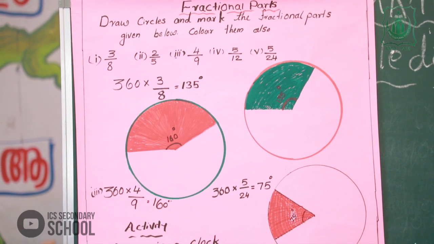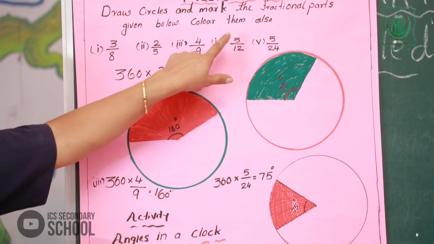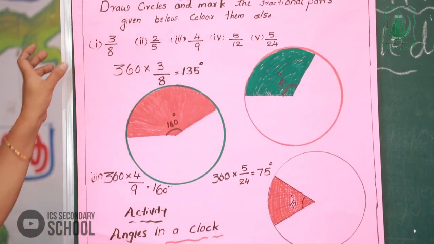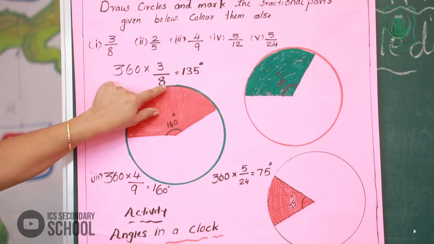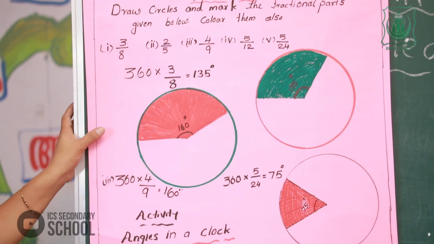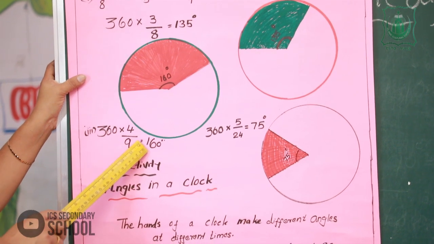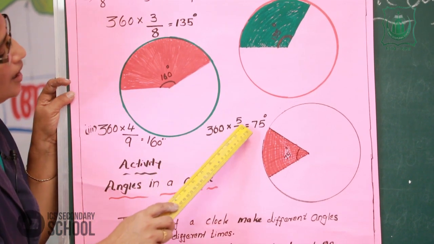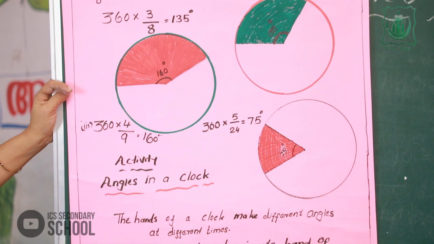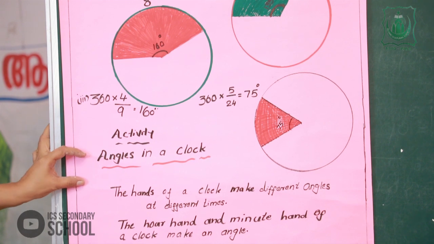Fractional parts: 3 by 8, 2 by 5, 4 by 9, 5 by 12, 5 by 24. 360 into 3 divided by 8 is 135 degrees. 360 into 4 divided by 9 is 160 degrees. 360 into 5 divided by 24, then we get 75 degrees. Okay. Are you finished?